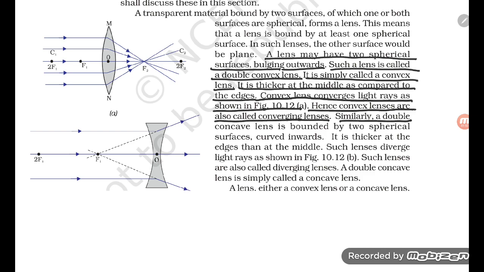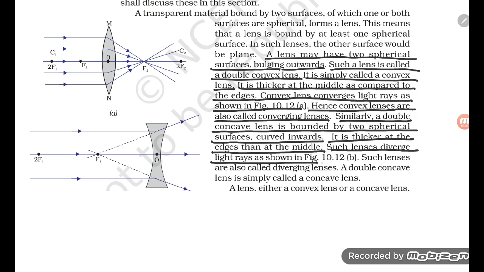Similarly, a double concave lens is bound by two spherical surfaces curved inward. It is thicker at the edge than at the middle. Such lenses diverge light rays as shown in figure 10.12b. Such lenses are also called diverging lenses. A double concave lens is simply called a concave lens.